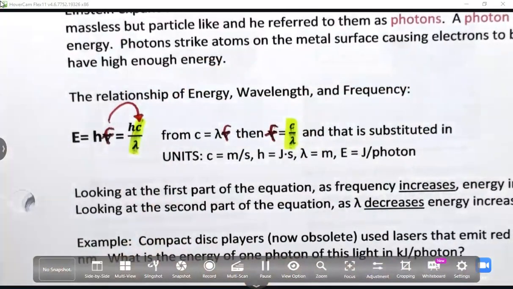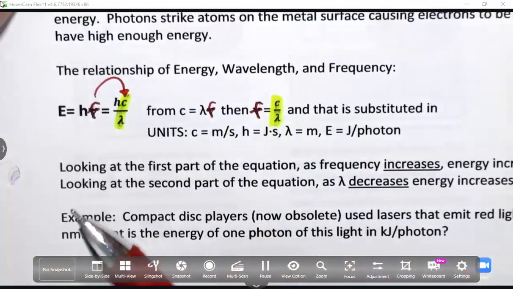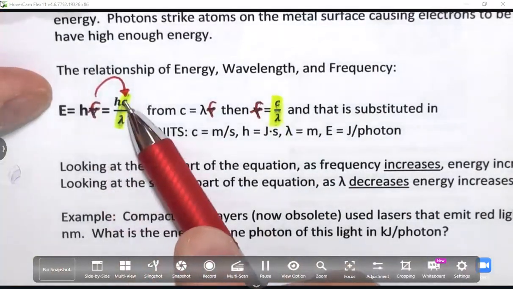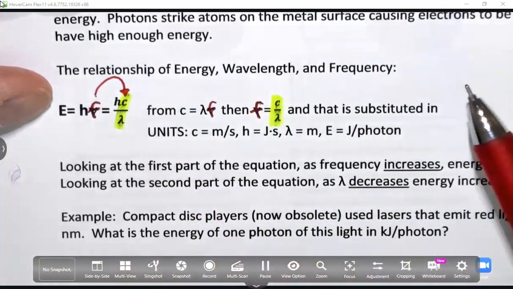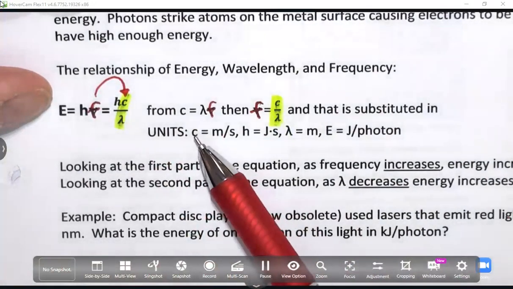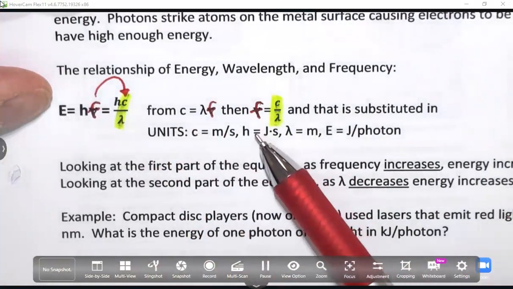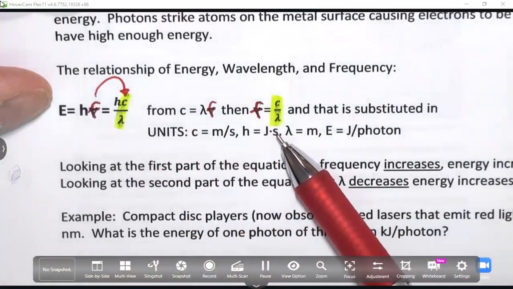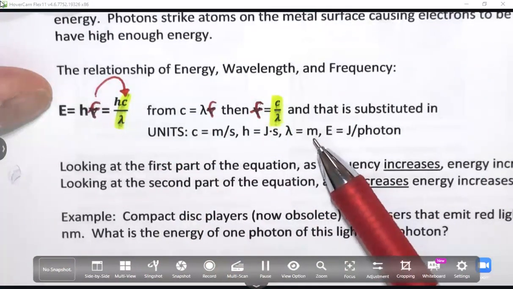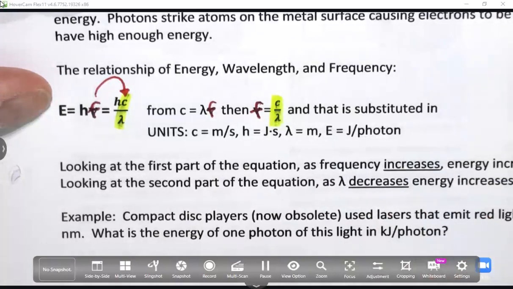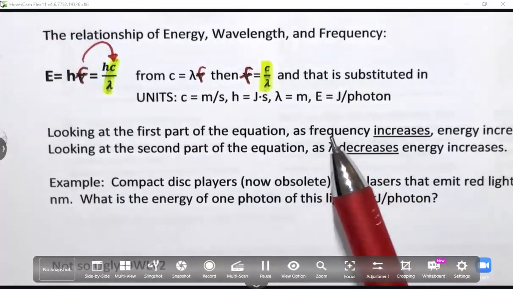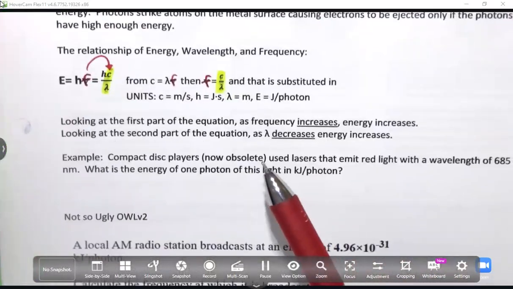So here's what we have. We now have an equation. Our energy is equal to Planck's constant times the speed of light divided by the wavelength. Here is all of my units. We know C is in meters per second. Planck's constant is in joules times seconds, and our wavelength is meters. Our energy comes out to be joules per photon. Joules per photon.